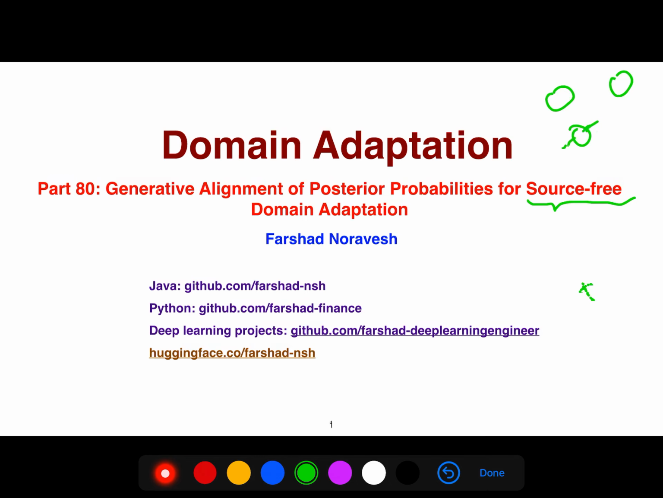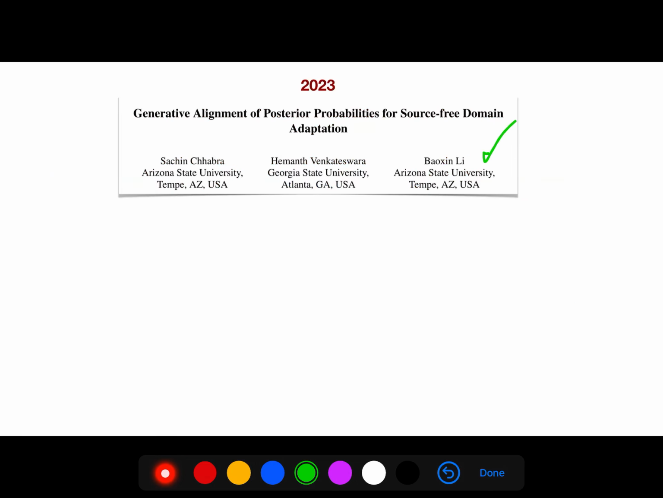So for this reason, we can still remove the problem of domain shift. And so this paper in 2023 is very interesting.